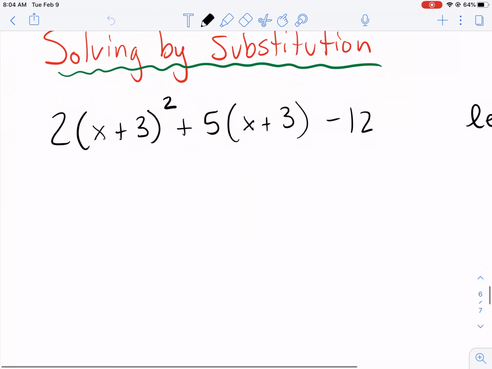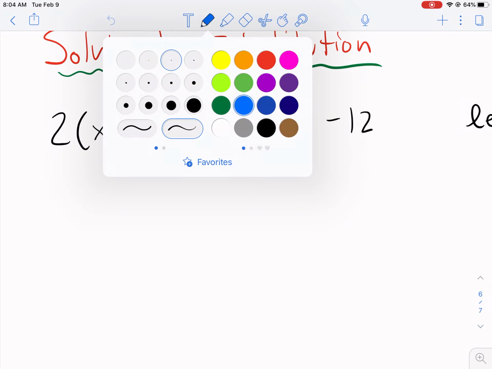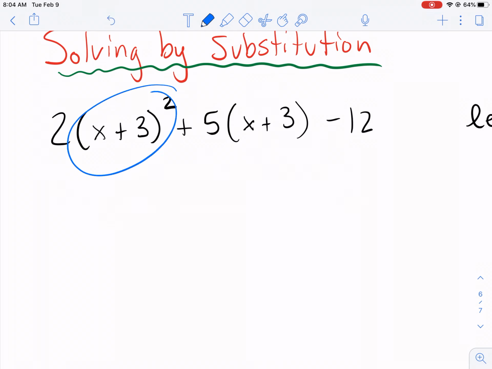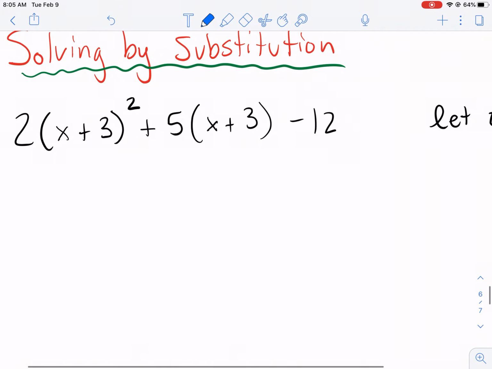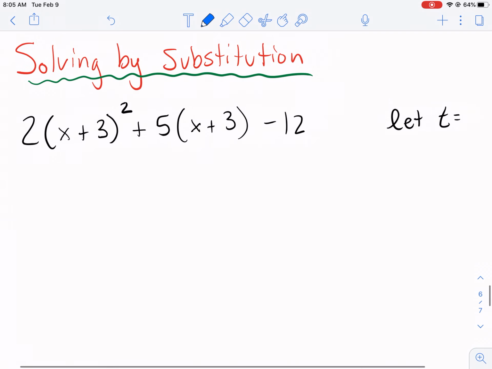Here we have 2 times quantity x plus 3 squared plus 5 times the quantity x plus 3 minus 12. Now, the temptation would be to first FOIL this, then distribute the 2, then distribute this, and then look to combine like terms. That's going to be a mess, and that's going to be really hard to solve, okay? It's possible, but it'd be really tough to solve.